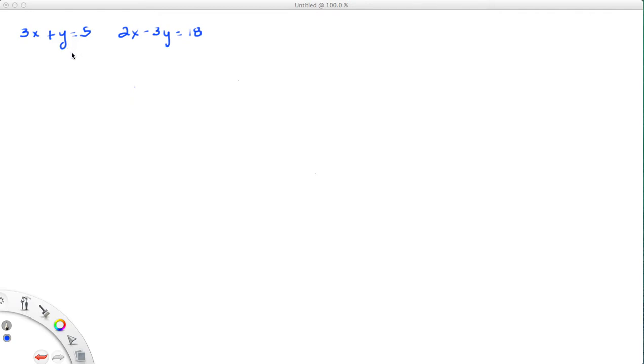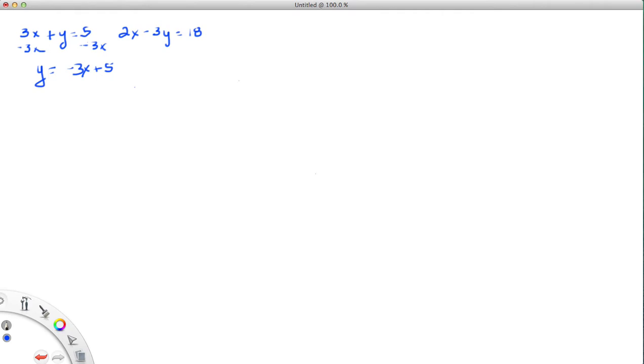So let's actually look at the graph of this. And the way to get the graph of this is to actually solve it for y. So all I'm going to do is subtract 3x from both sides. And if I do that, I get y equals negative 3x plus 5.